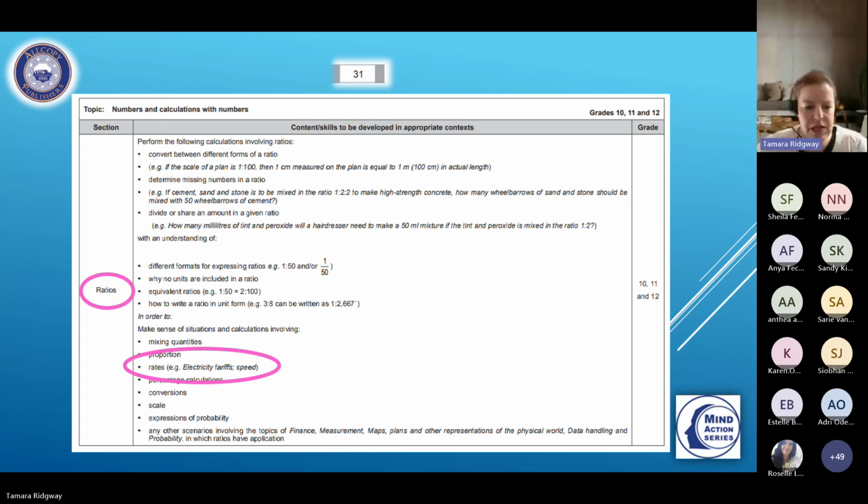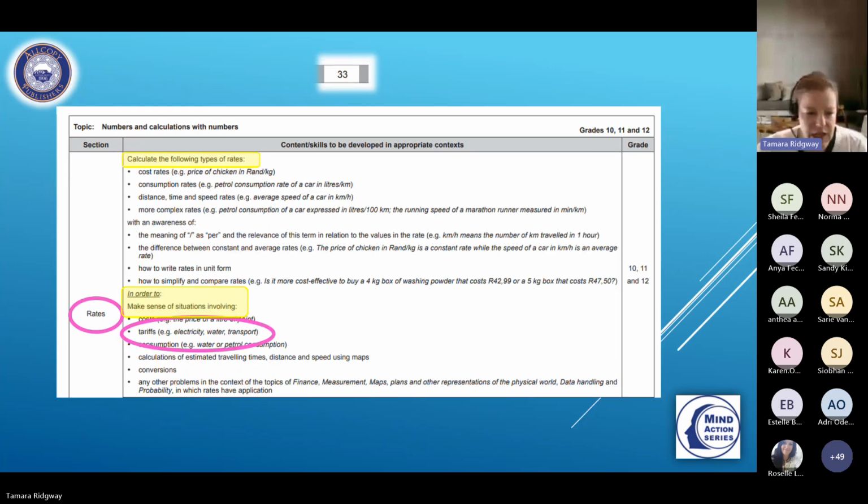So after knowing that we deal with it with electricity and tariffs, still with rates, we see that it pops up again, but it now says calculate the following types of rates. So this is the first time that we see that we are going to have to calculate with tariffs, and why. The CAPS is full of the "in order to". So that tells us why we need to cover those skills, so that the students are able to make sense of situations involving tariffs. And again, electricity, water, and transport.